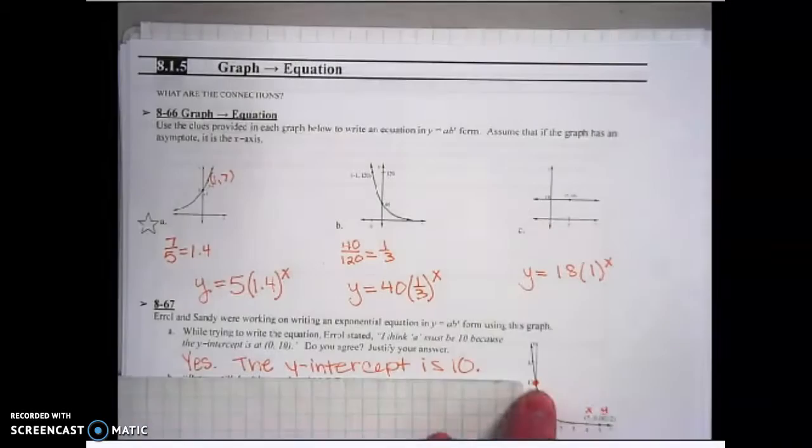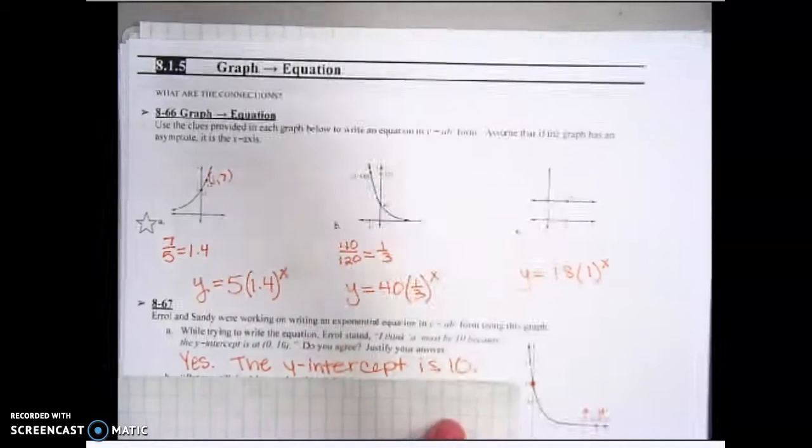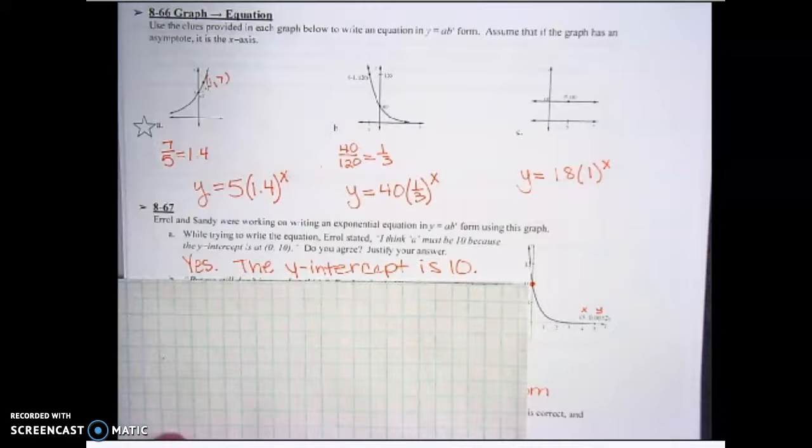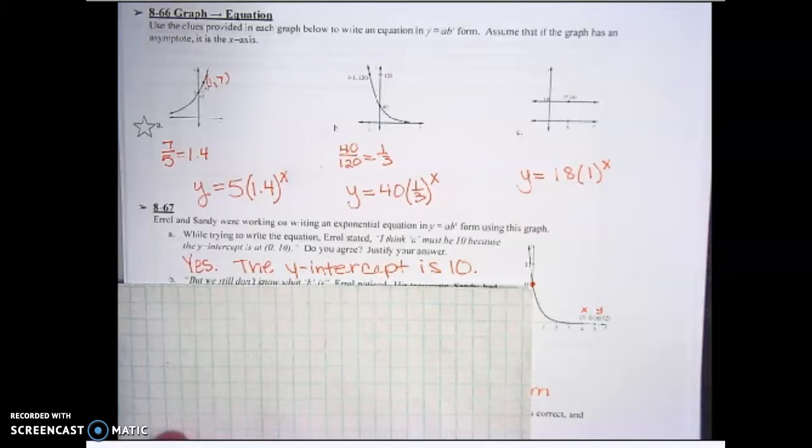And where's it crossing right there? I put a big point at 10. So you're going to say yes, Errol is correct. The y-intercept is at (0, 10). So when you plug it into the equation, that's going to go in for A.